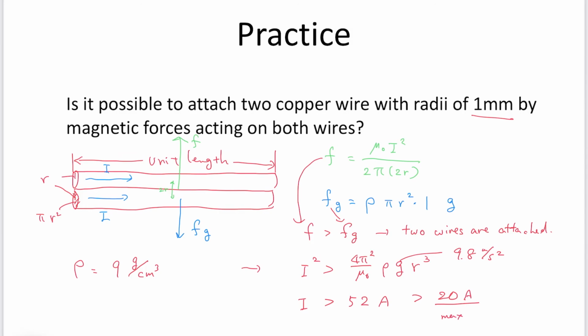So from this fact, it is almost impossible to attach two wires with magnetic force. Okay, this is the answer to this question.